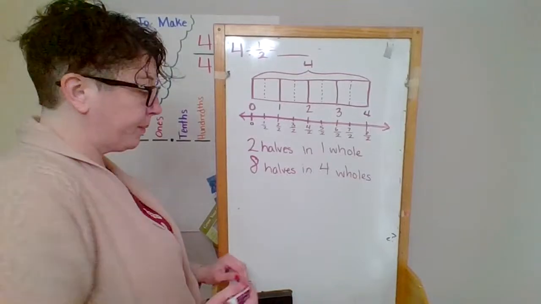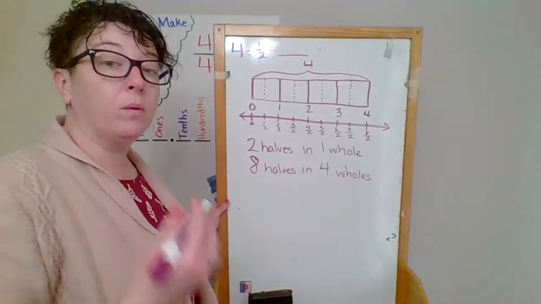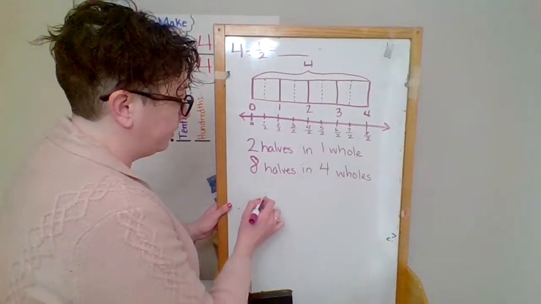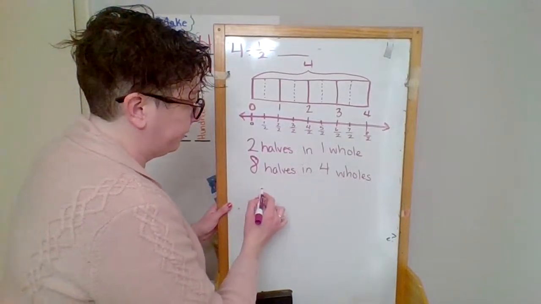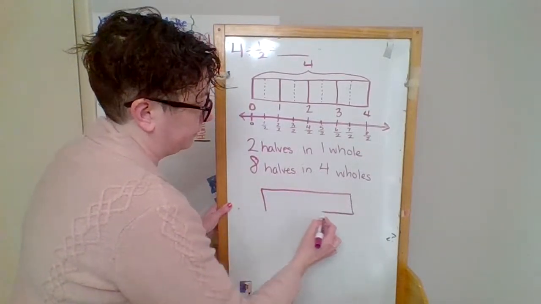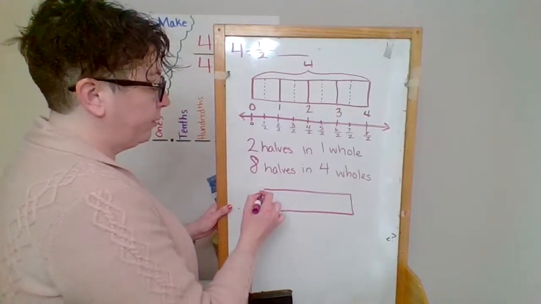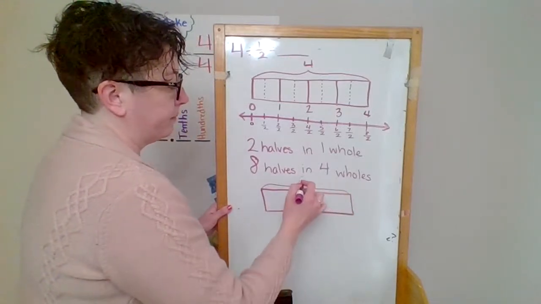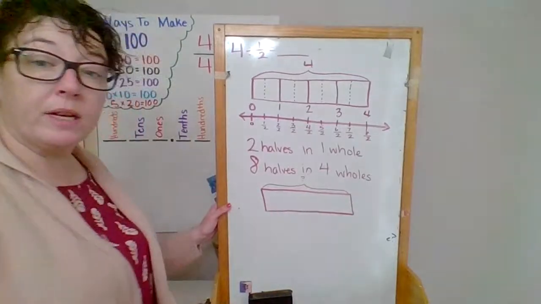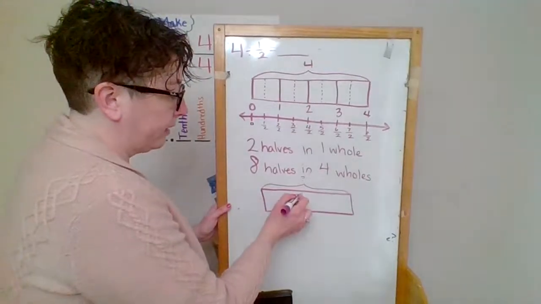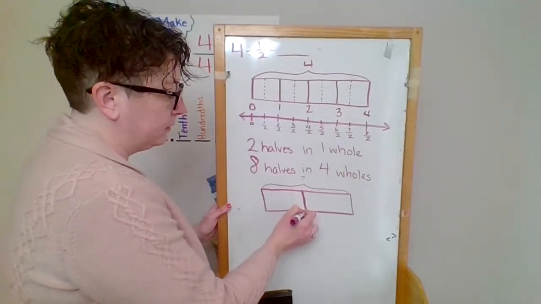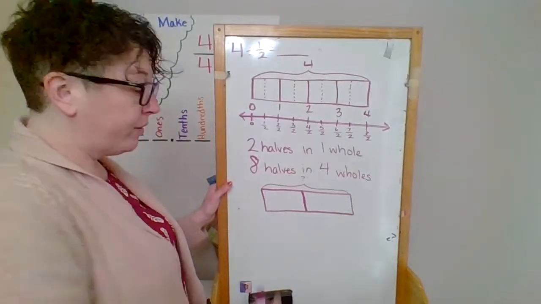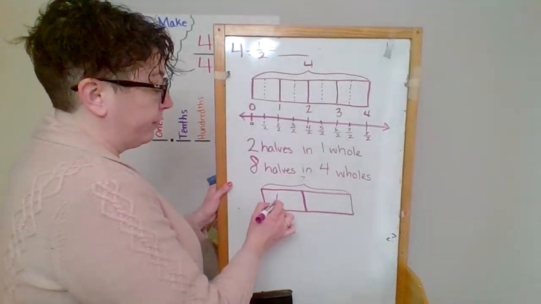Okay, now the second part, what if 4 was 1/2 of something? So let's do another tape diagram here. We don't know what the whole thing is worth yet, but we do know that it's cut into half. So I'm going to cut it in half. And I know that one of the halves is worth 4.